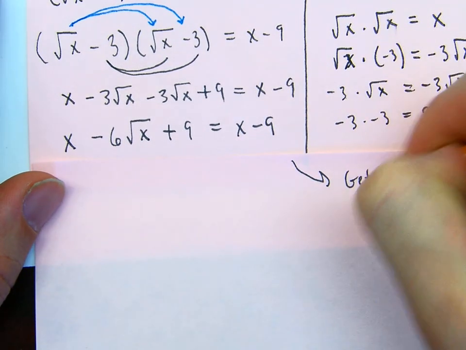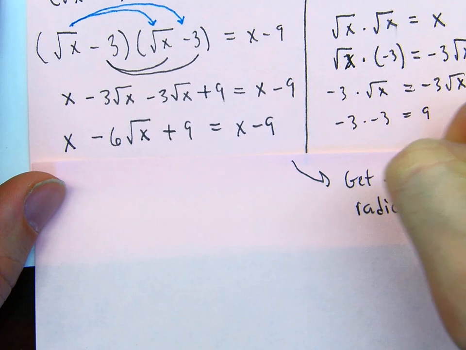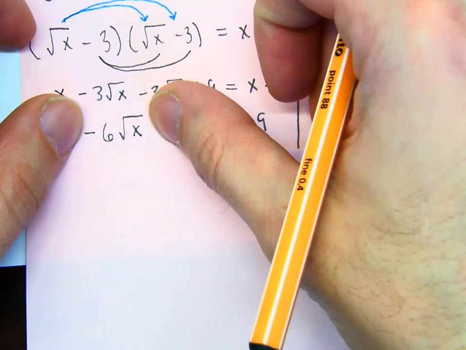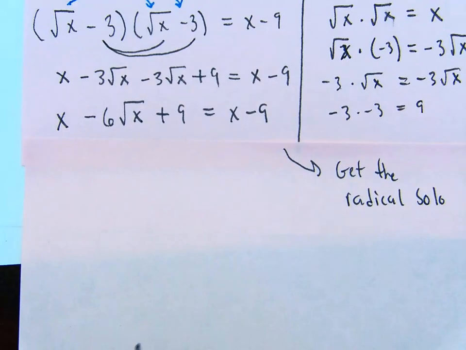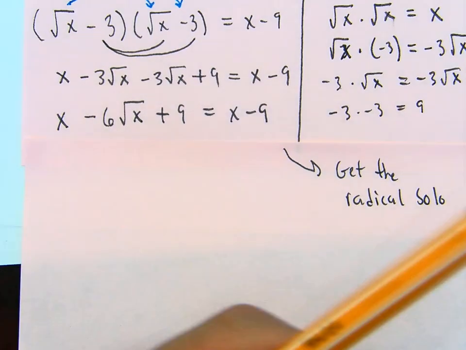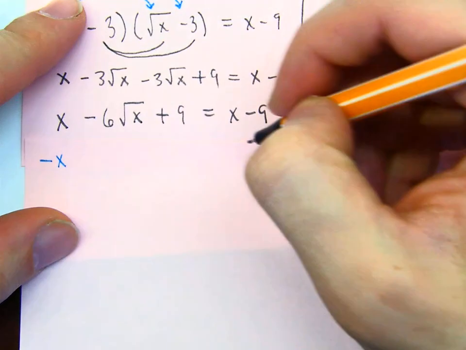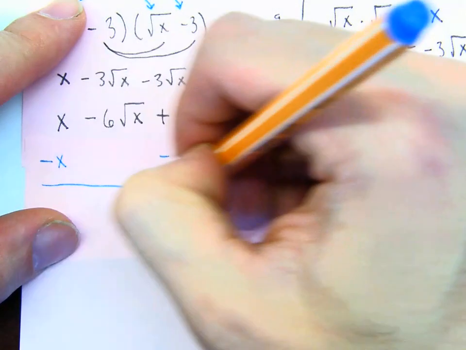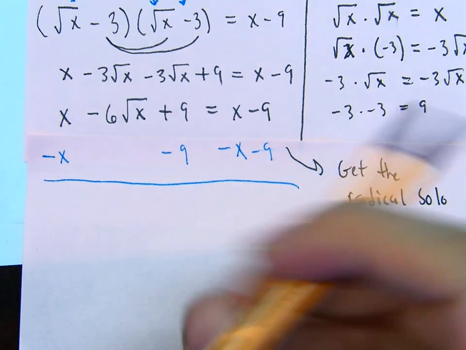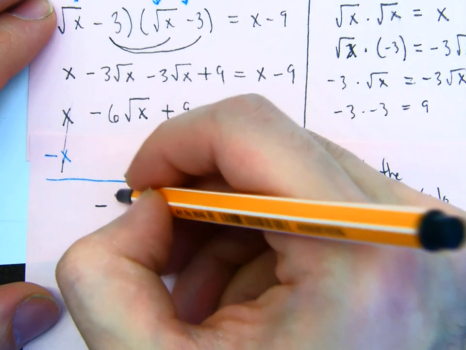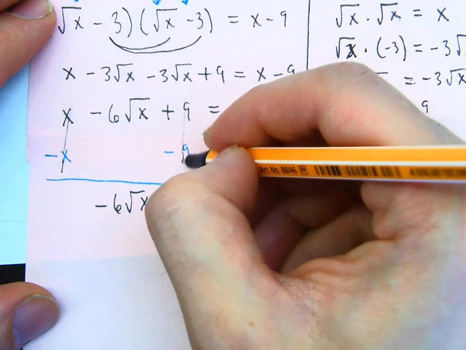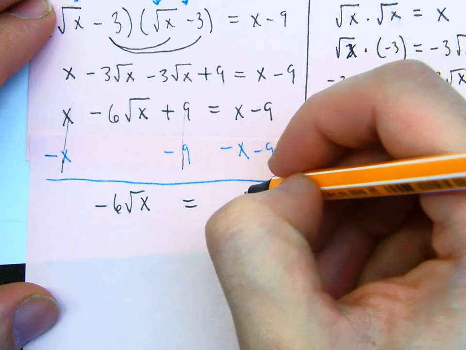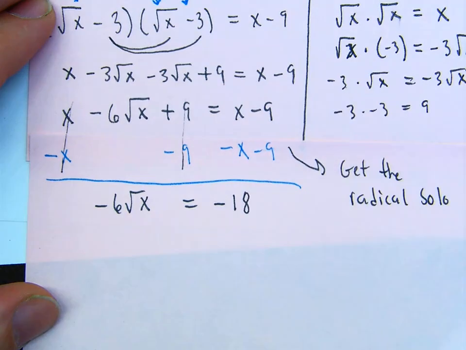Get the radical solo. So once you get to this point, let's get this negative 6 square root of x by itself. And how would you do that? You can do minus x, minus 9, minus 9. And notice that this cancels, this stays the same, this cancels, x minus x is 0, and negative 9 minus 9 is negative 18.